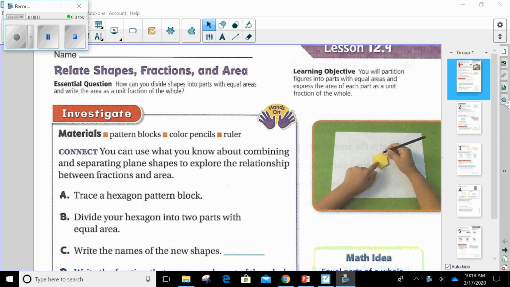All right, here we go. We're going to do lesson 12.9. We are going to relate shapes, fractions, and area.